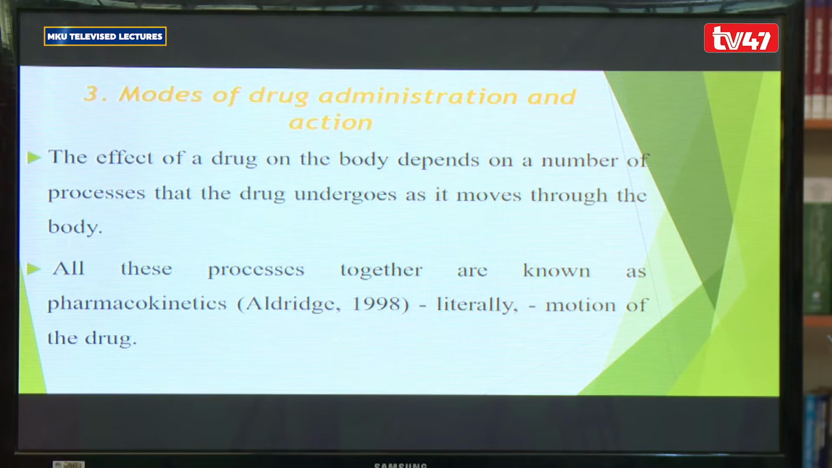Let's look at the mode of drug administration. The drug can be administered differently, and we are going to look at them one by one. The effect of a drug on the body depends on a number of processes that the drug undergoes as it moves through the body. All these processes together are known as pharmacokinetics. Literally, we talk about the motion of the drugs in our body.